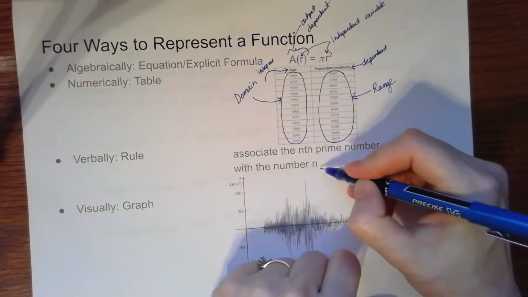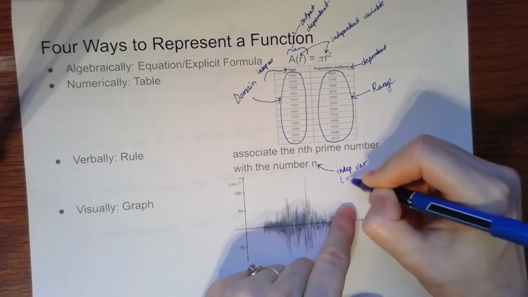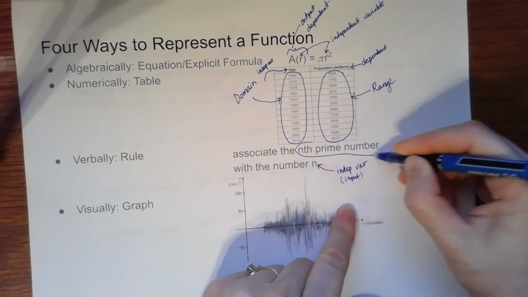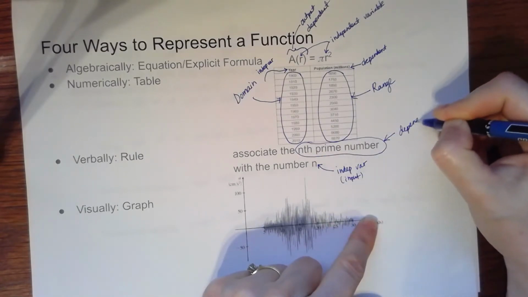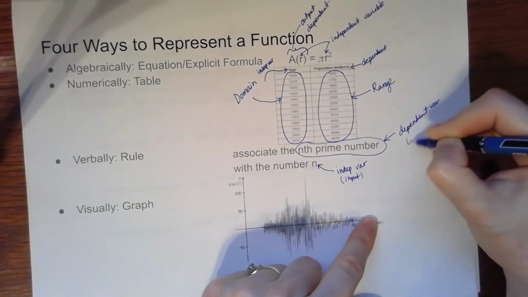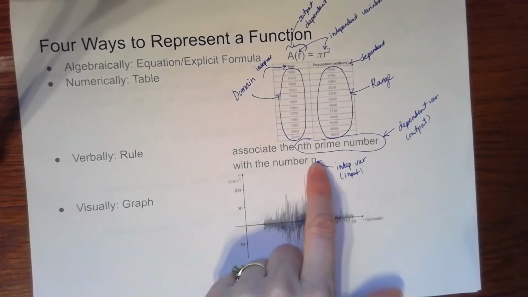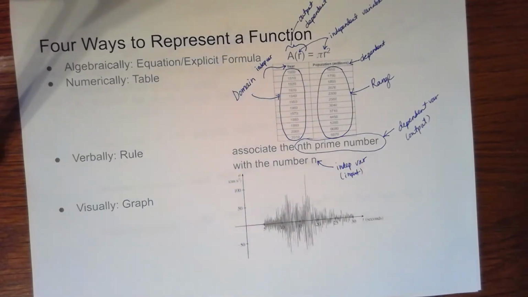So our input is going to be this n value. This is our independent variable, or our input. And then the nth prime number will be our dependent variable, or the output. So if I put in the number 3, the third prime, what would the output be? Well, the third prime would be 3, 5, 7. So the output would be 7. That would be our dependent value.